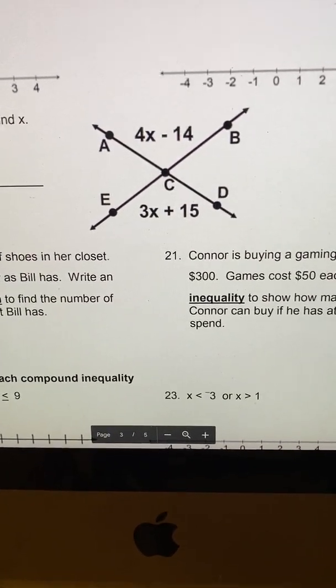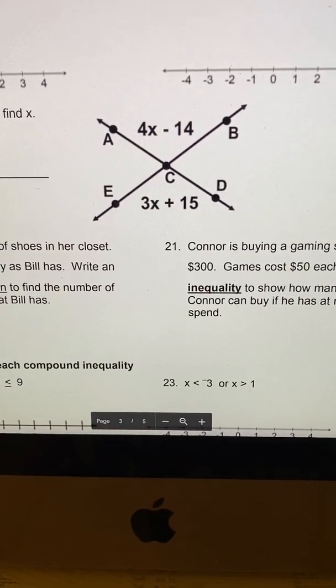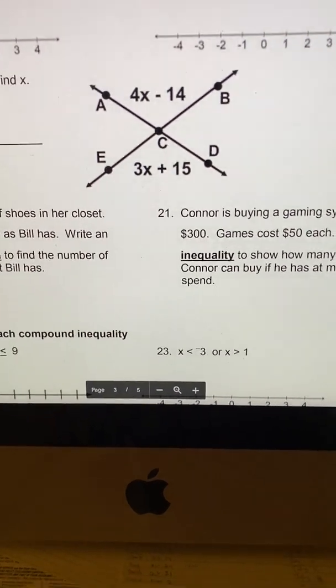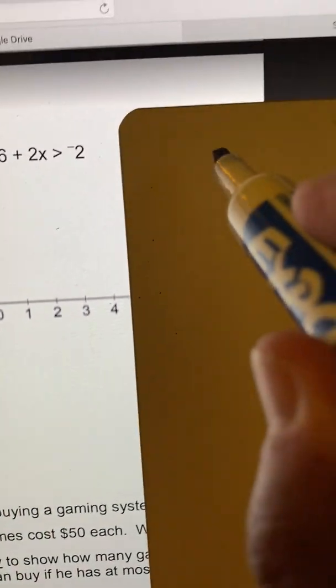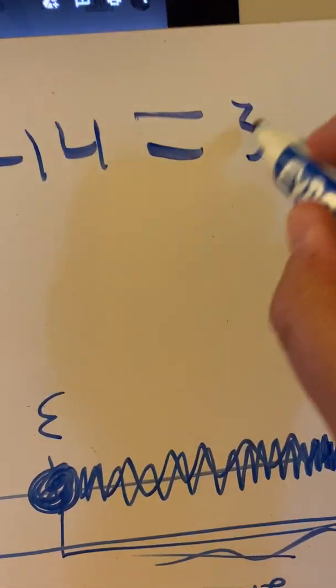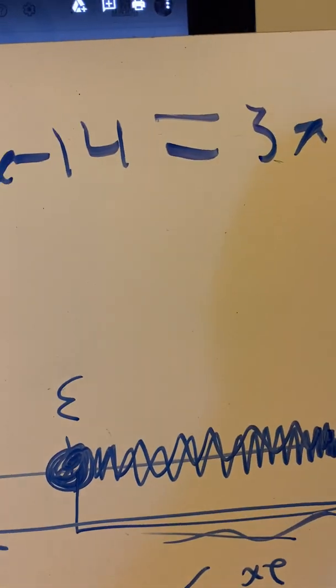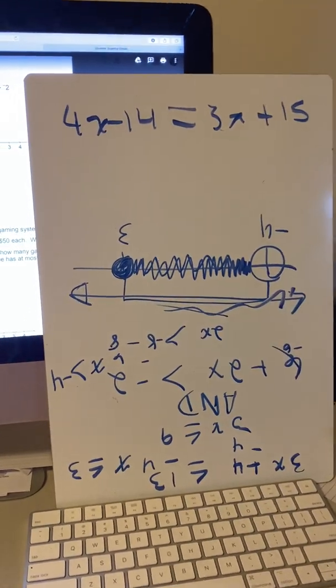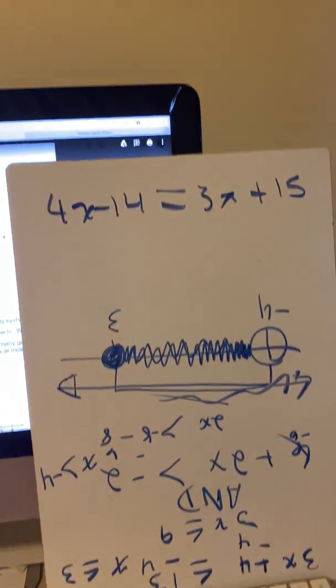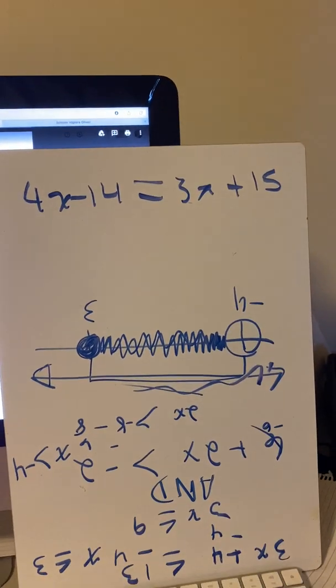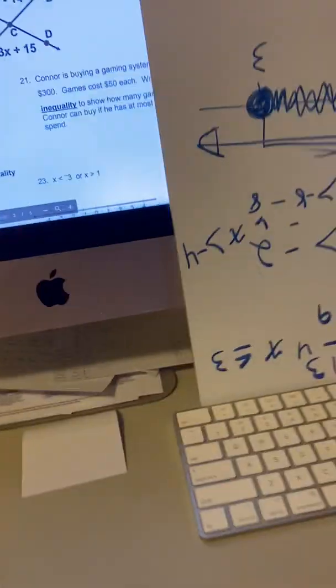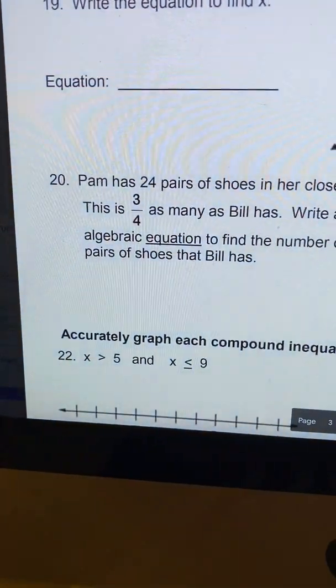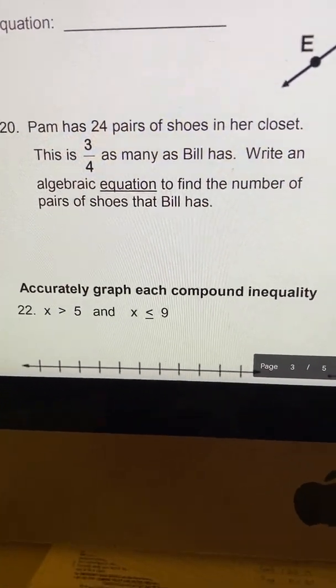You need to know these are vertical angles. They are equal to each other. That means 4x minus 14 is equal to 3x plus 15. Done. That's what they're asking you to do. Show that those two angles are equal to each other. 4x minus 14 is equal to 3x plus 15. Done.